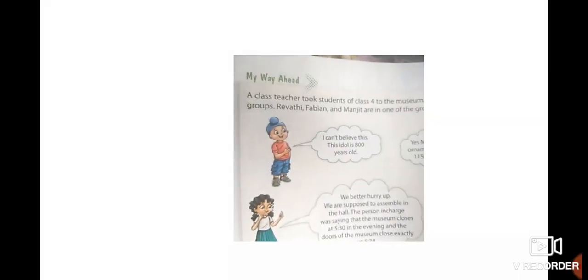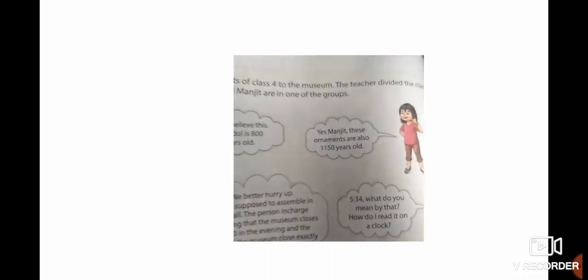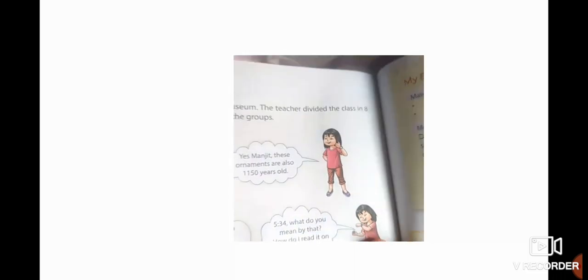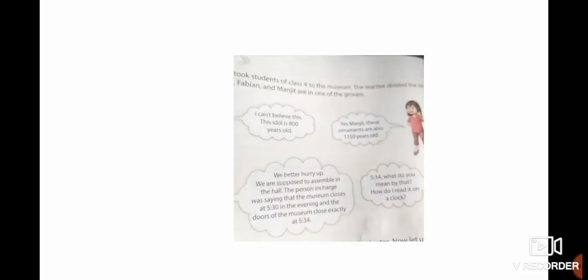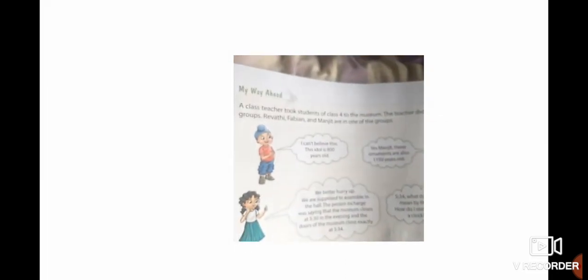Now students, we are going to see how to read the time to the exact minute. Let's see one example. A class teacher took students of class 4 to the museum. We have to imagine that we are in a museum, and the teacher divided the class into 8 groups. Revati, Fabian and Manjit are in one of the groups, so there are 3 students in one group. Now let's see what each of them is saying.